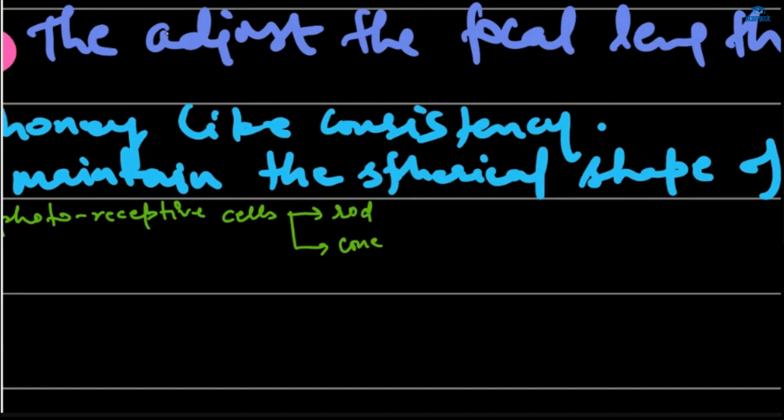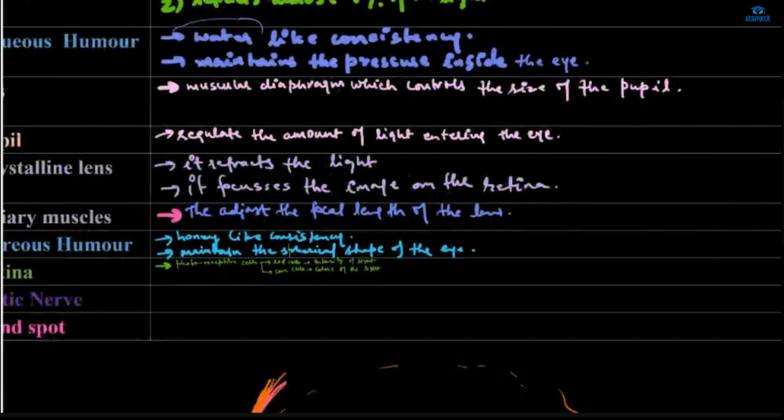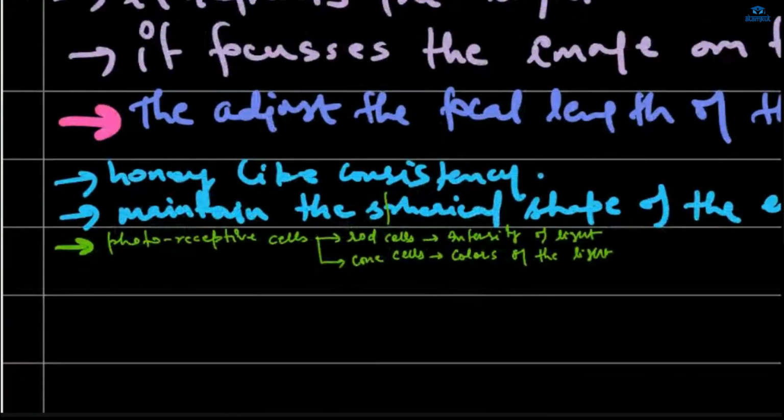Cone cells. Rod cells are responsible for the intensity of light. I'm telling you what is meant by intensity of light. And cone cells are responsible for the colors that we see, the colorful world. We can see these colors because of these cone cells. Because of these cone cells, we can see different colors.